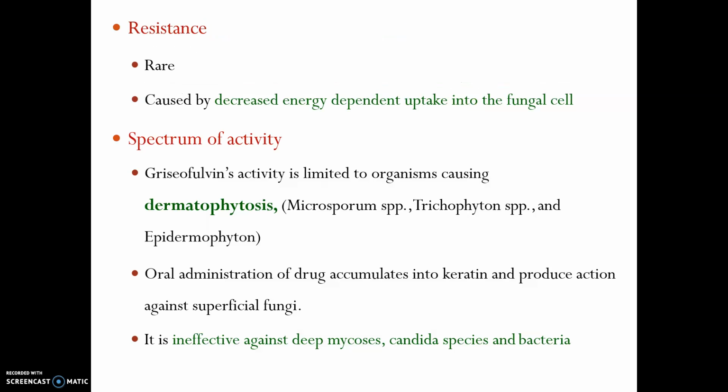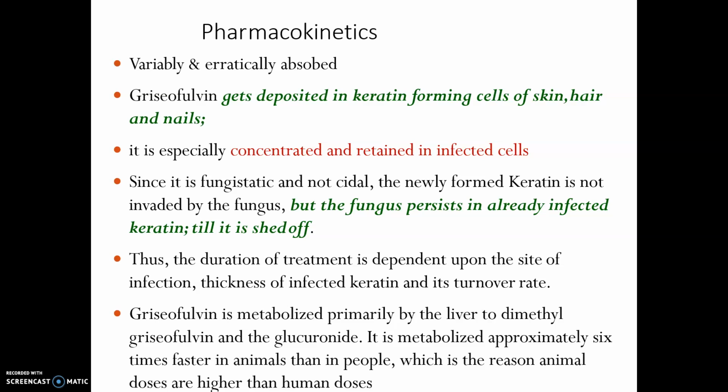As for the spectrum of activity, it is used against dermatophytosis, mainly ringworm infection. Pharmacokinetics: it is variably and erratically absorbed. Griseofulvin gets deposited in the keratin-forming cells of skin and hair. This is a very important point with the use of griseofulvin. Since it is fungistatic and not fungicidal, it will not kill the fungi but will inhibit fungal activity. The fungus will not invade the newly formed keratin layer.